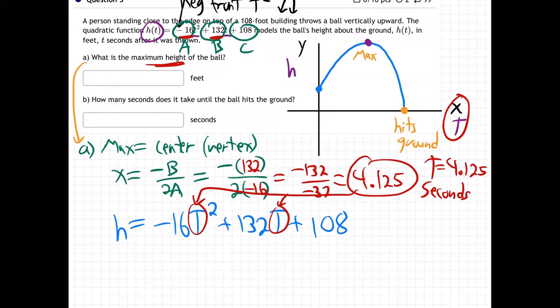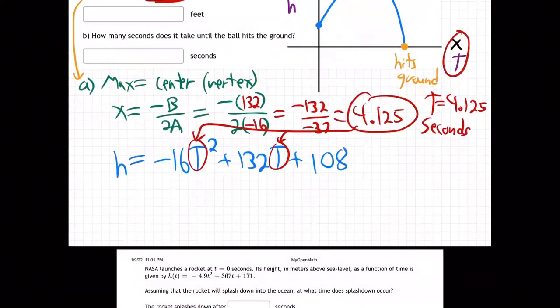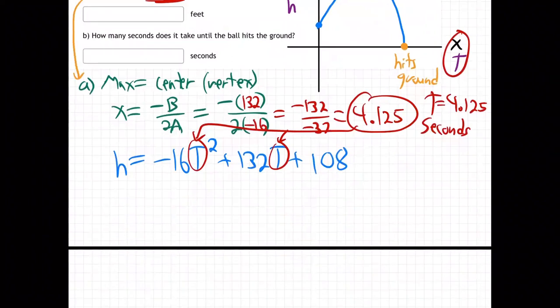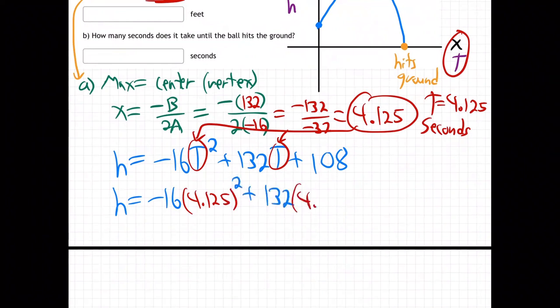But I don't want that. I want to find the height now. So you have to plug that t back into the formula. h equals minus 16 times 4.125 squared plus 132 times 4.125 plus 108. All right, hit the buttons on your calculator and find out.